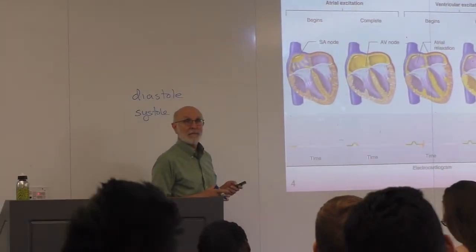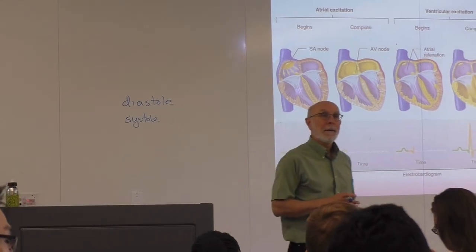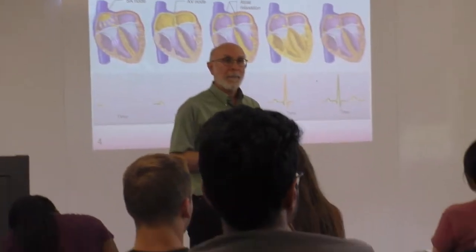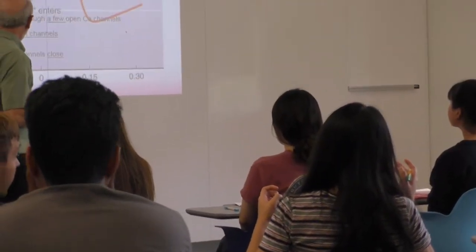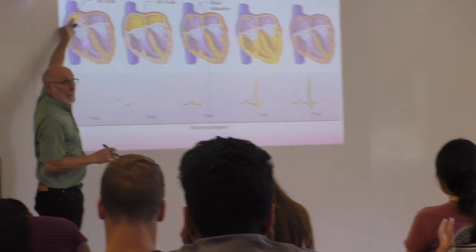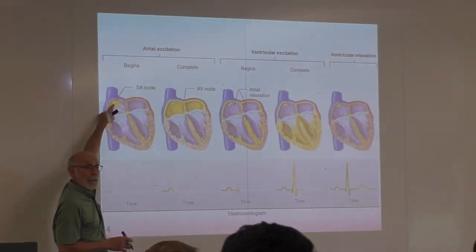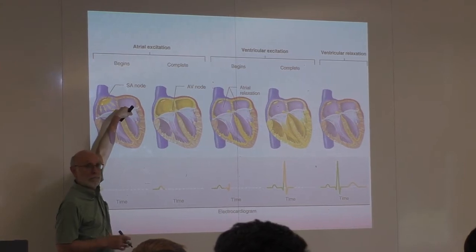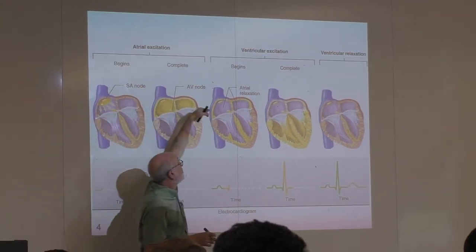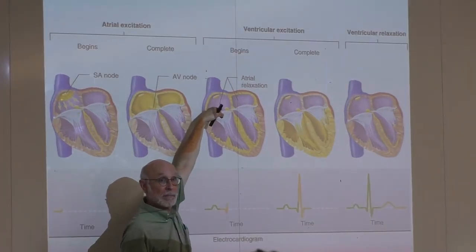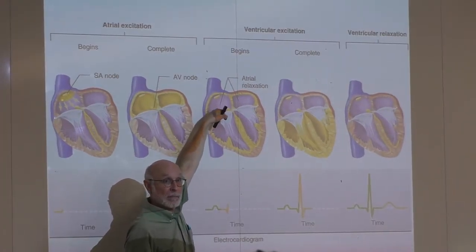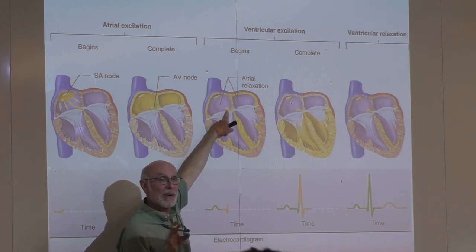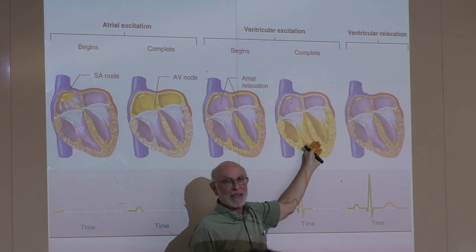Questions? So is the logic that first there will be initiation at the SA node, then it will trigger the contractile cells of the atria to pump, and then there will be the delay between atrial and ventricular systole, right there in the AV node. Okay, and then the ventricles contract.